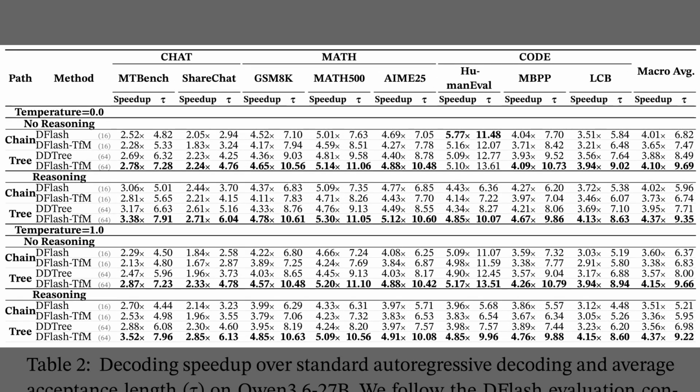Alright, Figure 4 demonstrated the acceptance rate advantages of conditioning on realized draft tokens. This comprehensive performance breakdown in Table 2 shows how those higher acceptance rates translate to faster generation across diverse workloads, including chat, math, and coding tasks. Across all tested temperatures and reasoning settings, the tree-based DFlash-TFM configuration with a budget of 64 consistently achieves the highest speedups. In the reasoning-heavy scenarios on the bottom row, it delivers a macro average speedup of 4.37 times, which significantly outpaces both the chain-based methods and the DD tree baseline.